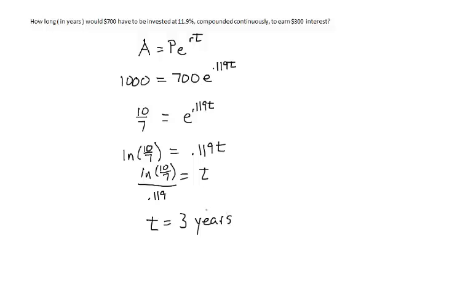So it takes 3 years with an investment of $700 at 11.9% compounded continuously to earn $300 in interest. And that's our video on compound interest.